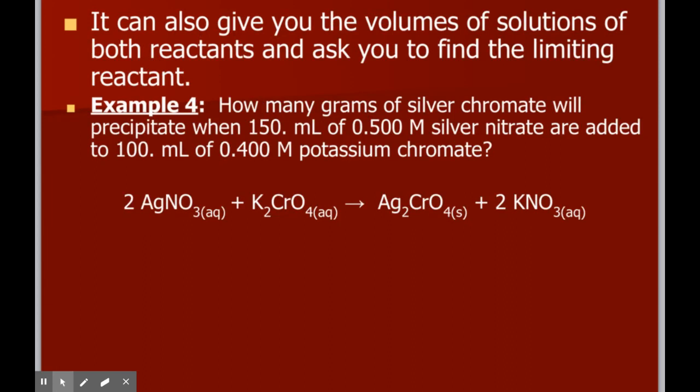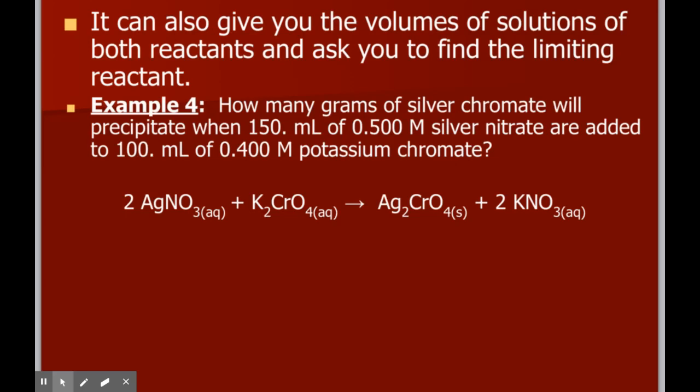A question could also give you the volumes of 2 different solutions of both of the reactants and ask you to find the limiting reactant. So for this type of problem, you would need to do 2 calculations in order to find the limiting reactant. So the problem says, how many grams of silver chromate will precipitate when 150 milliliters of 0.5 molar silver nitrate are added to 100 milliliters of 0.4 molar potassium chromate? So there's a lot of information here for you, so the most important thing for you to do before you just get started is make sure you understand what's given and what the problem is asking you.